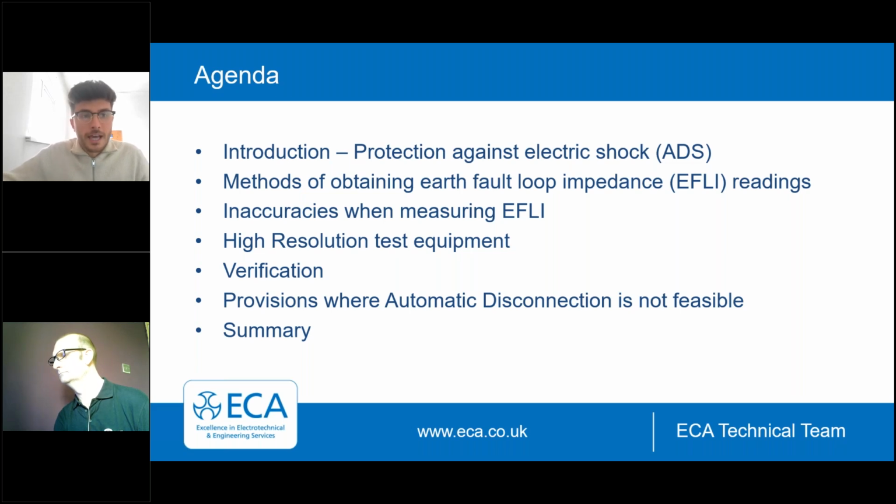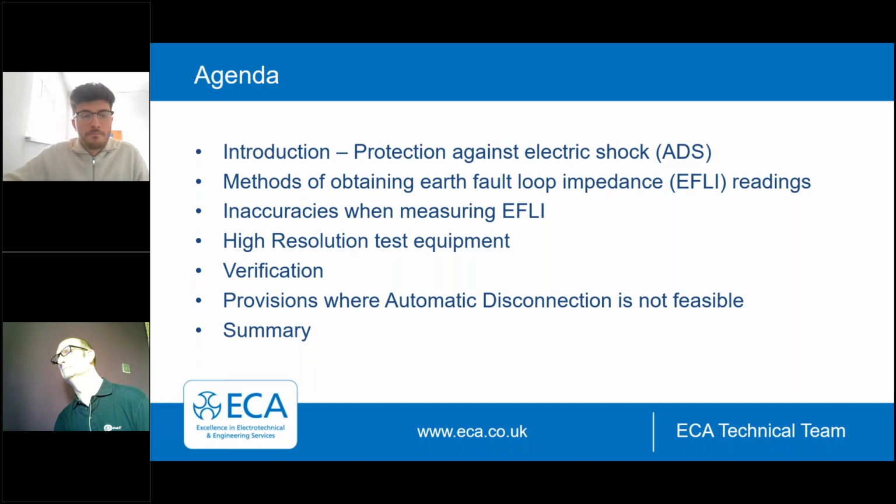So today, we're going to be looking at the topic of verification of fault loop impedance. On the agenda, we're going to start by looking at chapter 41 of BS 7671, which looks at protection against electric shock. In particular, we'll be looking at the protective measure of automatic disconnection of supply, ADS, which is our most common protective measure against electric shock. So we'll introduce things with that.